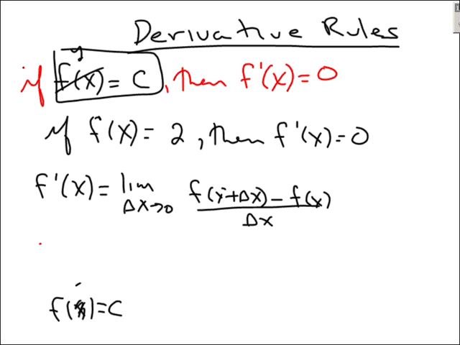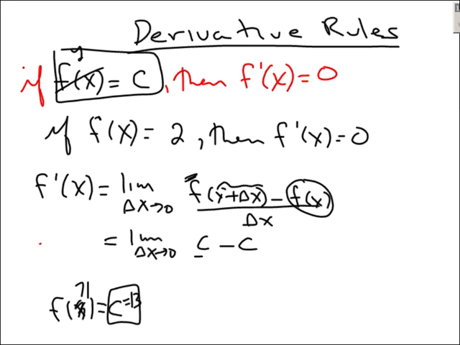If I replace x with 7 in the brackets, then over here I have to replace x with 7. But there is no x. That is, f of 7 is that constant. If that constant is 13, then f of 7 is 13. F of 71 is 13. F of anything is 13, or c. So this equals the limit as delta x goes to 0 of, f of anything is c, minus f of anything is c.